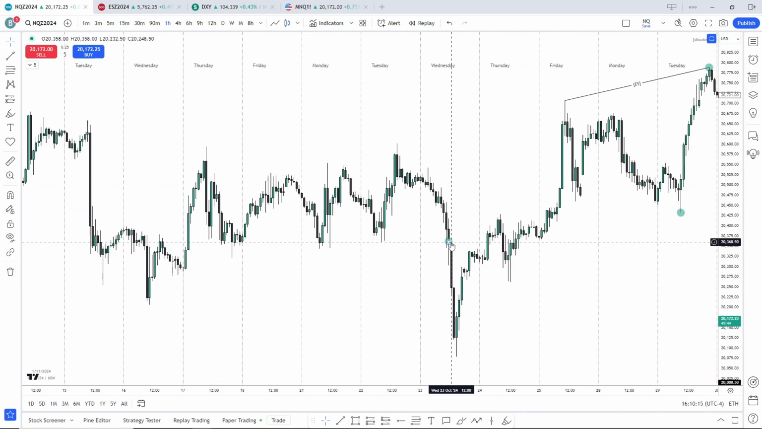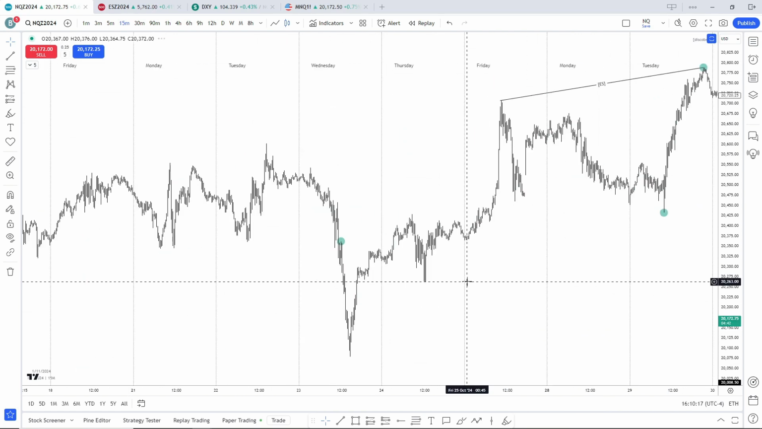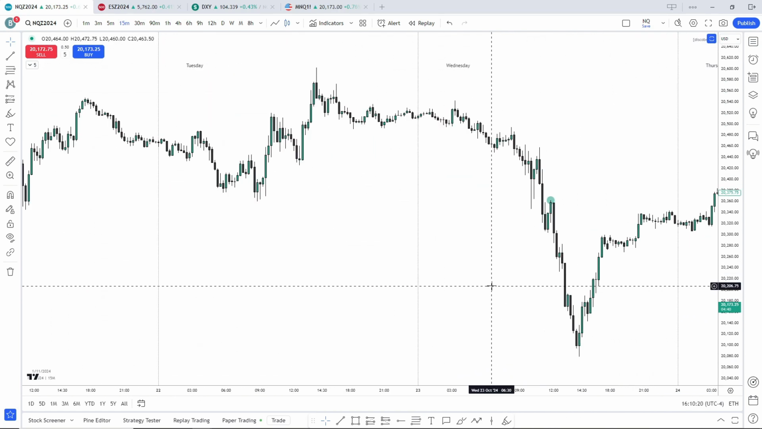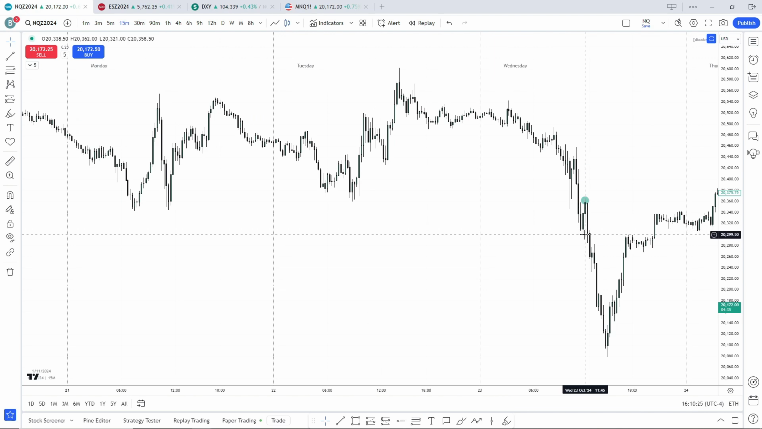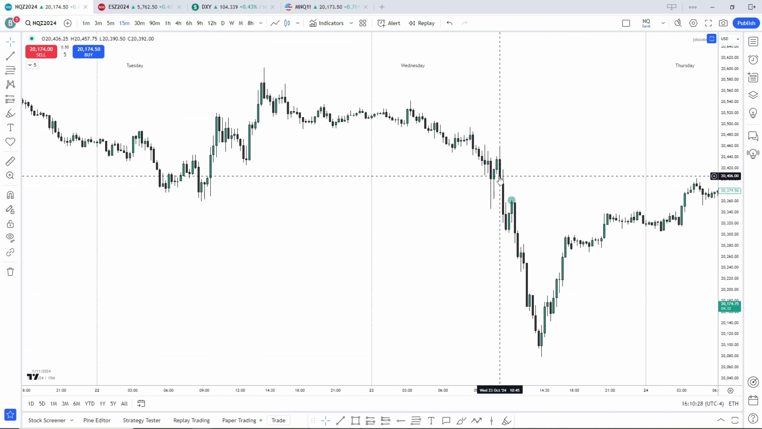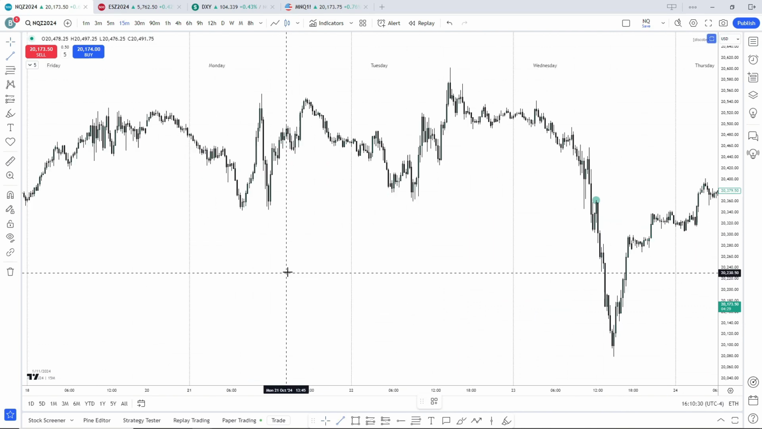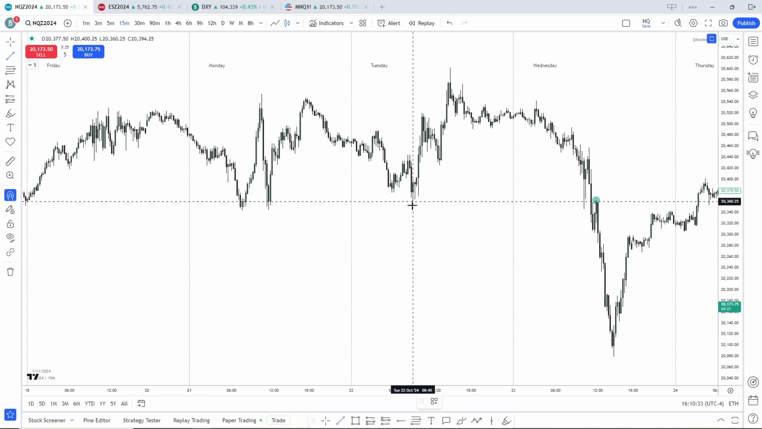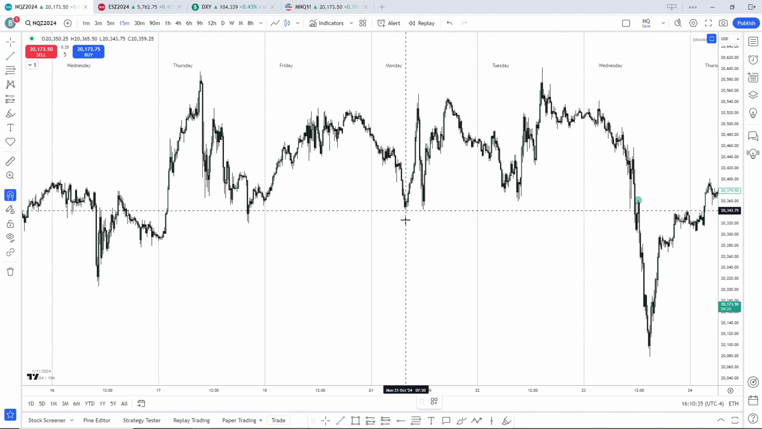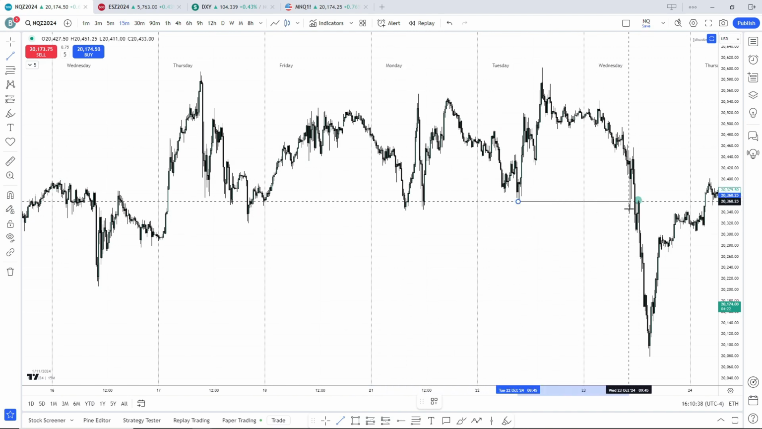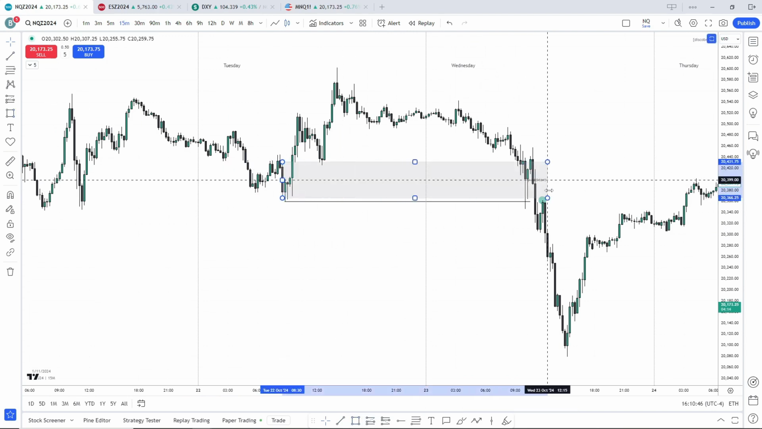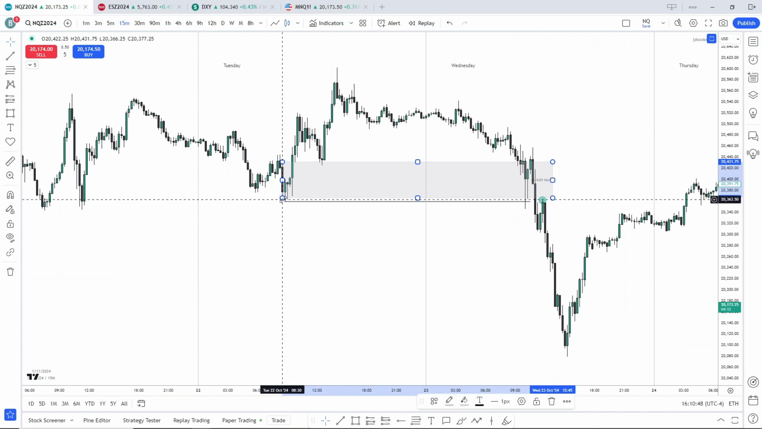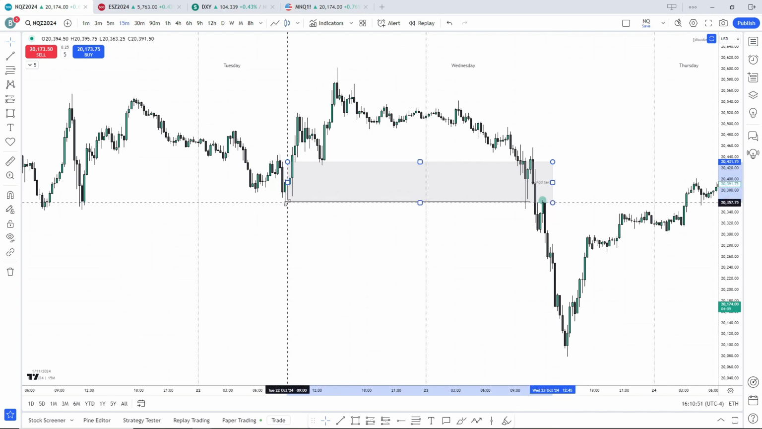Right here, Wednesday, October 23rd. Here we have a continuation model. We have an expansion at 10:45 lower, trading below previous daily low, as well as this low of Monday. We'll just use previous daily low. We close below it, and then we can observe that this is going to be a mitigation block, as well as this low being part of the mitigation block.